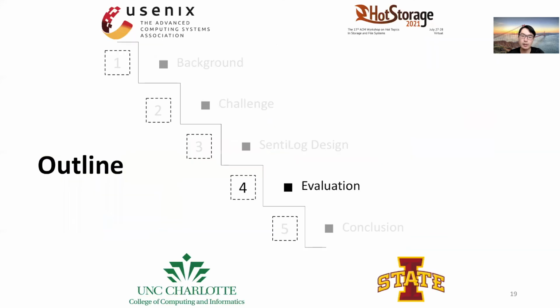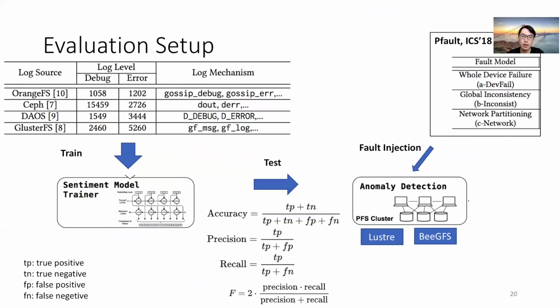Then let's see how SentiLog performs. In our evaluation, we utilize 4 real parallel file system logs as training data to train a sentiment model, and an automatic fault injection tool, PFault, to inject faults into running clusters, which are Lustre and BeeGFS, to collect the testing data. Our metrics are accuracy, precision, recall, and F-measure. Since data is imbalanced, we care most about the F-measure score.